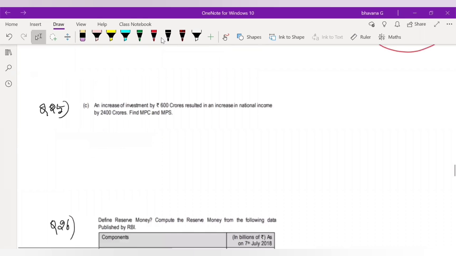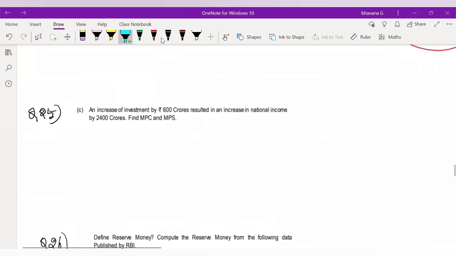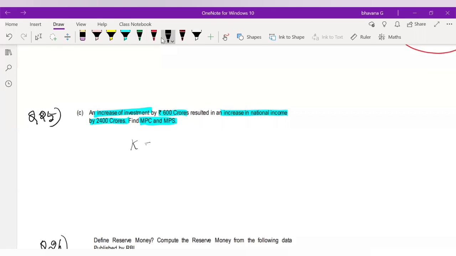Okay, so we'll move on to the next question. The next question is: an increase of investment by 600 crores resulted in an increase in national income by 2,400 crore. Find out MPC and MPS. Okay, this is easy. You can find it out using your multiplier formula. What is the multiplier formula? It is change in income by change in investment. What is the change in income? 2,400 crore. What is your change in investment? It is 600 crore.